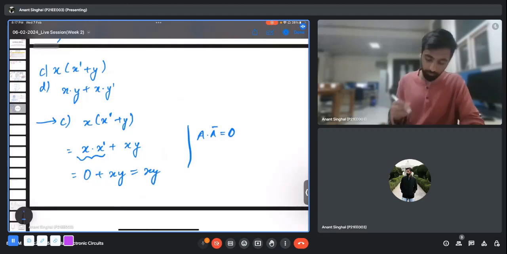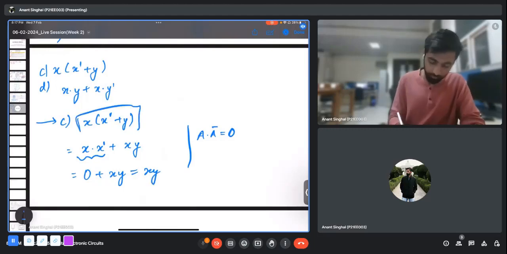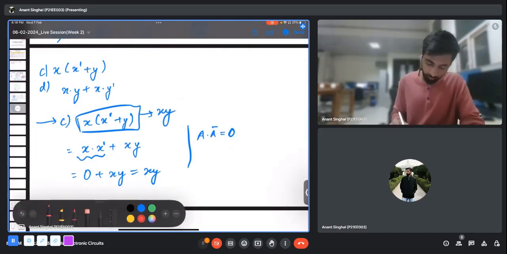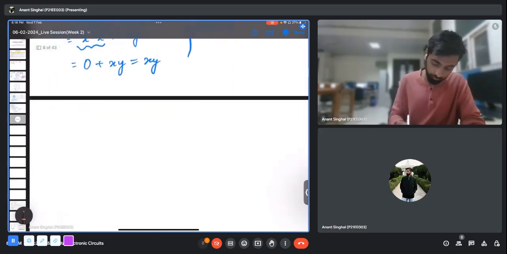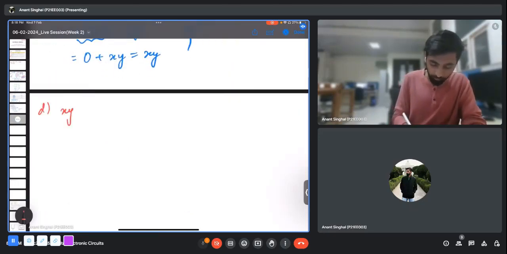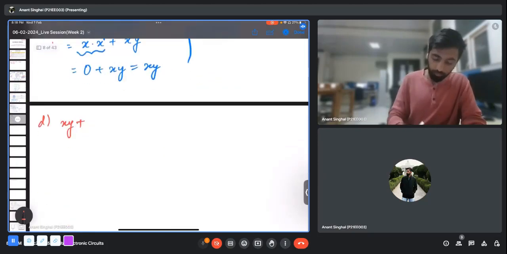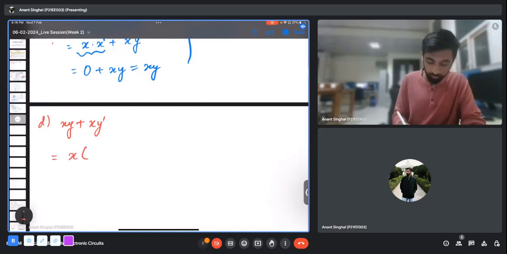So C is xy. So this particular term is getting shortened to xy. Now if I solve the same for D, let me use the red ink. So this is the D expression. I'm writing it on the next page, that is xy plus x and y complement. So I can easily take x common from both of these, and this will be y plus y complement.